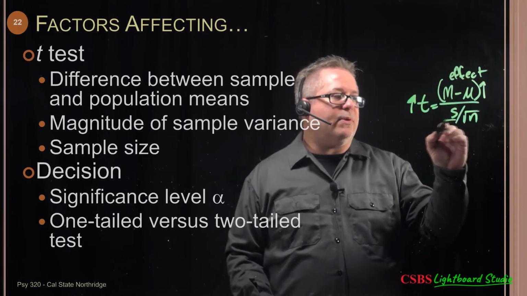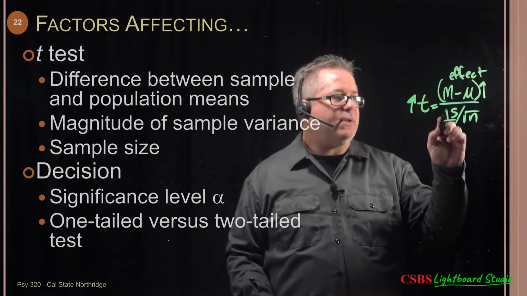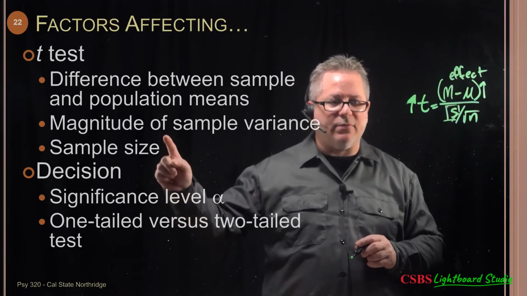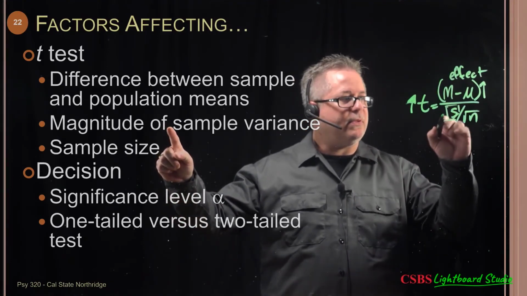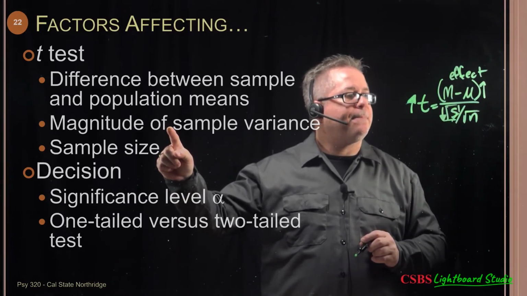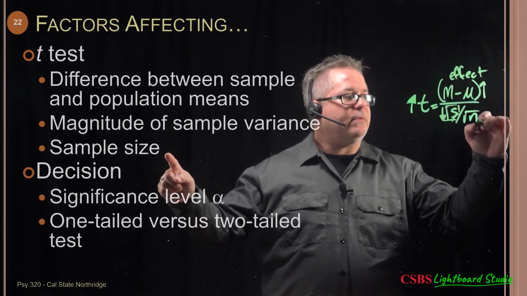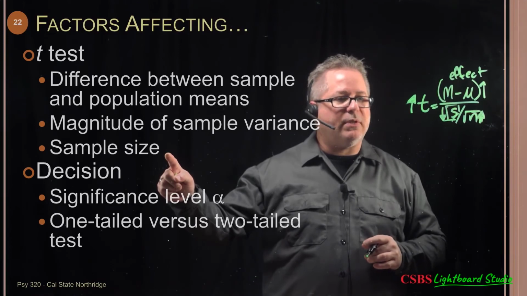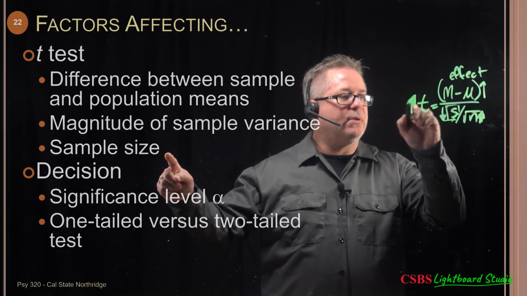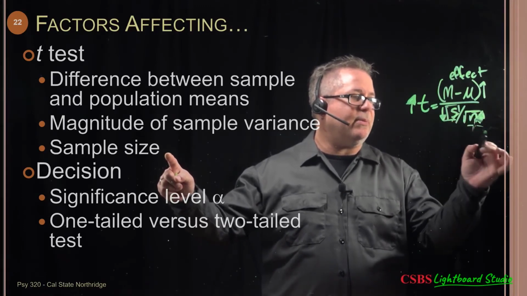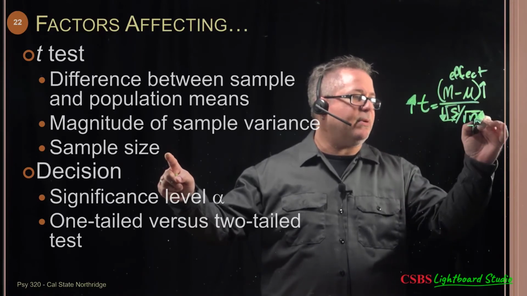If the variance is smaller, the bigger t will be. That's why the magnitude of the sample variance is going to have an impact. So if this is smaller, this is bigger. The sample size affects it because the bigger the sample size, the larger this is. The bigger that is, the bigger t will be, because as n gets bigger and you're dividing by it, it's going to make the denominator smaller. As the denominator gets smaller, t is going to get bigger.